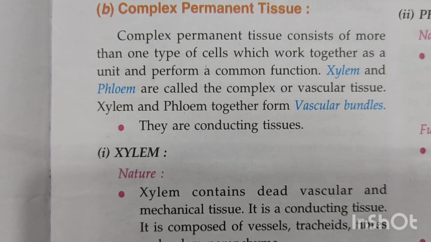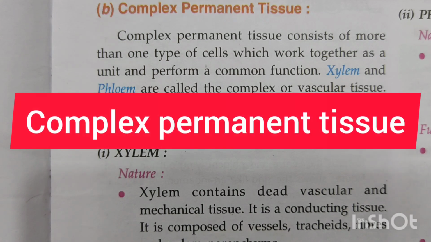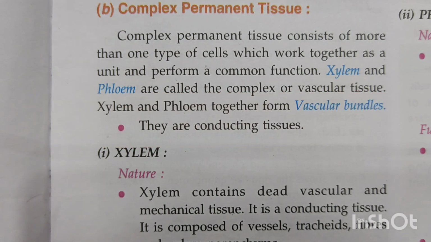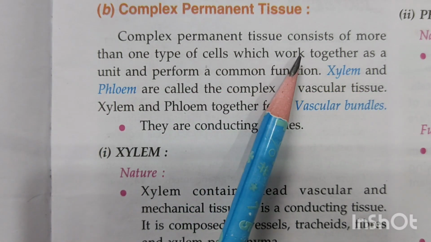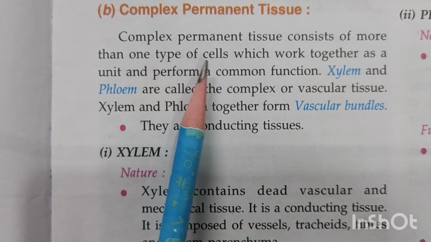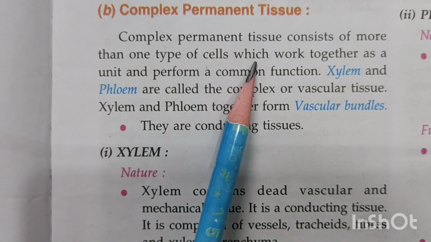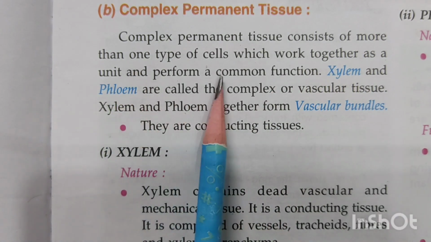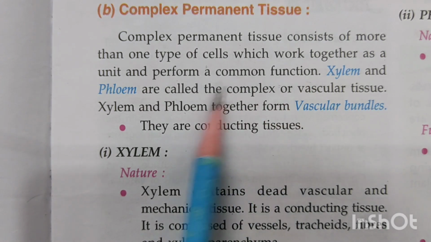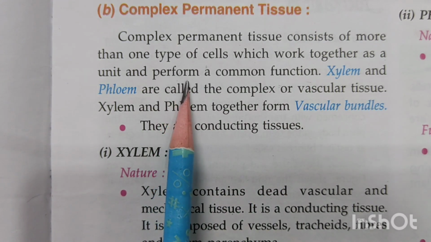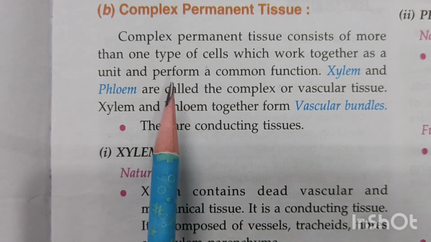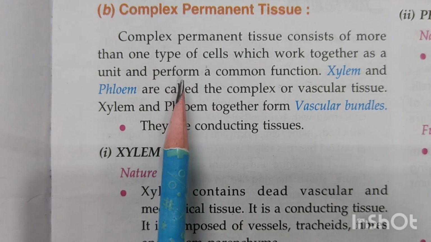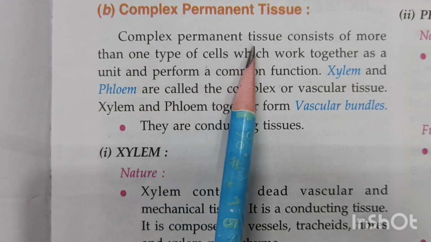So children, today we are going to see the complex permanent tissue. Under the plant tissue, we are today going to start with complex permanent tissue. Now children, complex permanent tissue consists of more than one type of cells. And these cells work together as a single unit to perform a common function. That means tissue, children, is a group of cells that have a common kind of structure and together perform the same function. They are termed to be tissues.